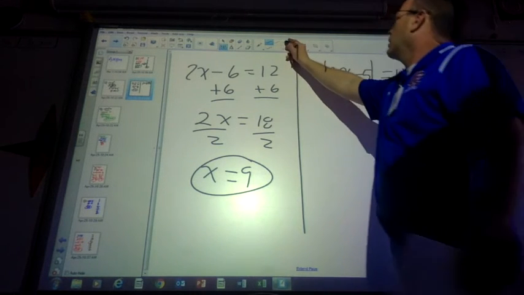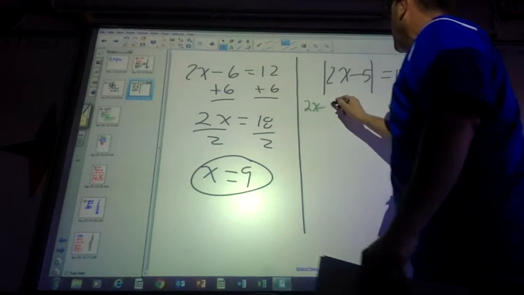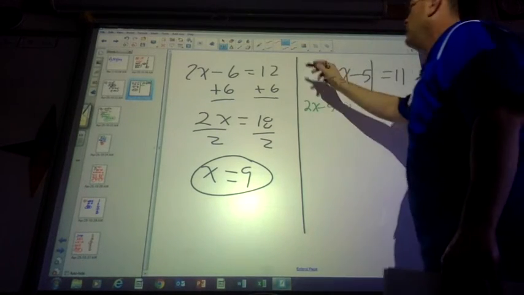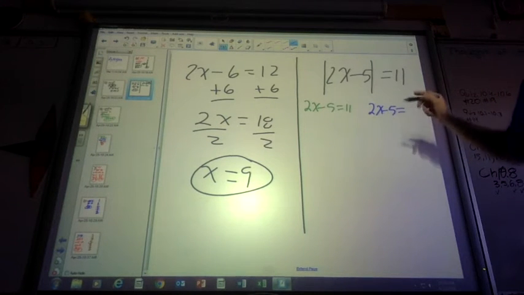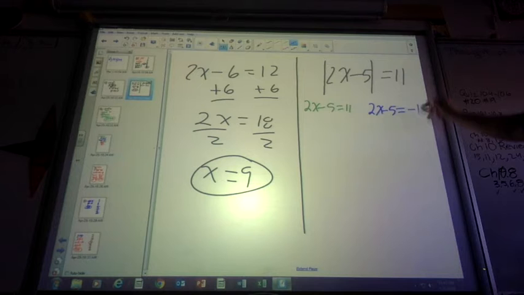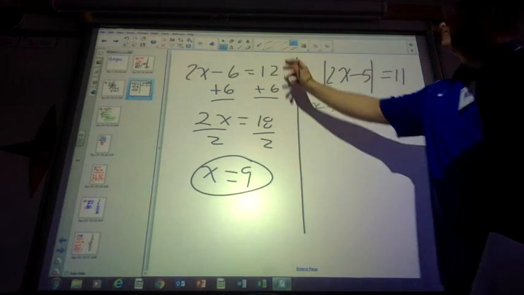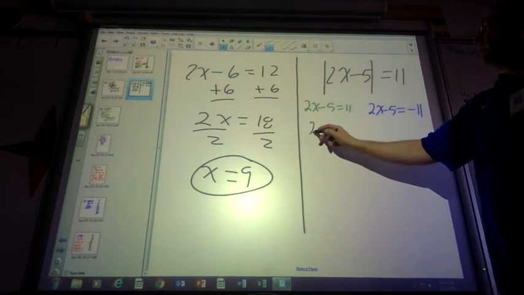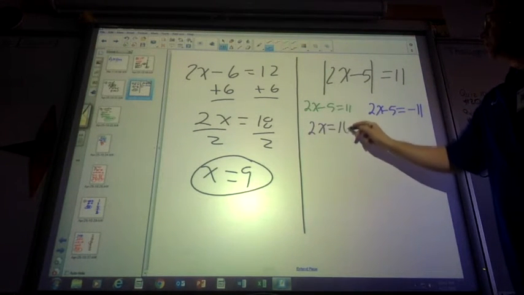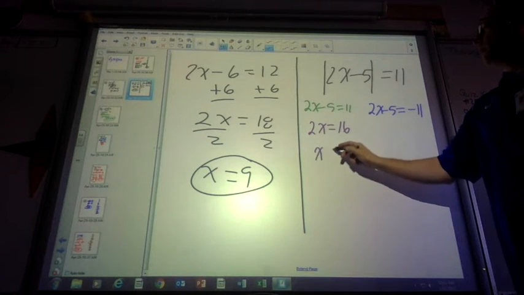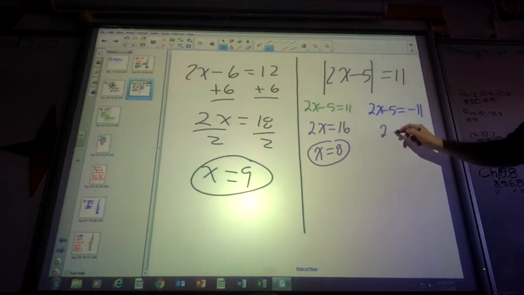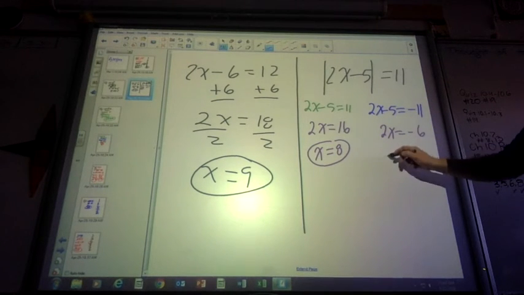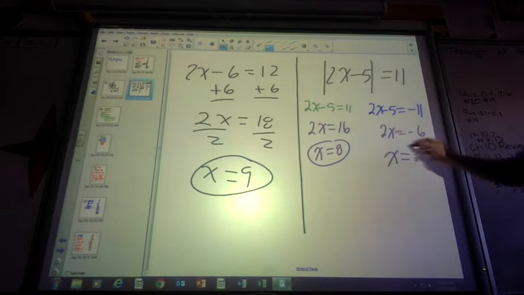So I'm going to break this into 2 problems. So I have 2x minus 5 is equal to 11. That looks the same, just without the absolute value bars. And then I have this. And what you do is the side that's less complicated, change the sign. So now I have 2 problems up there to work out. Agree? So let's see. I'm going to add 5. That's 16. I'm going to divide by 2. So I get 8. Okay, there's one solution. Then here, I'm going to add 5. And I'm going to divide by 2. So I have 2 solutions.